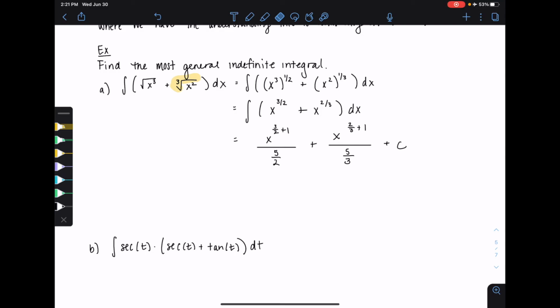And then anytime you're dividing by a fraction, it's the same thing as multiplying by the reciprocal. So dividing by 5/2 is multiplying by 2/5. And likewise, dividing by 5/3, multiplying by 3/5. And we add that constant of integration. So again, if you want to check yourself, you can go ahead and take the derivative, and you should land back to here, which you then can manipulate into one of these other expressions. Okay.